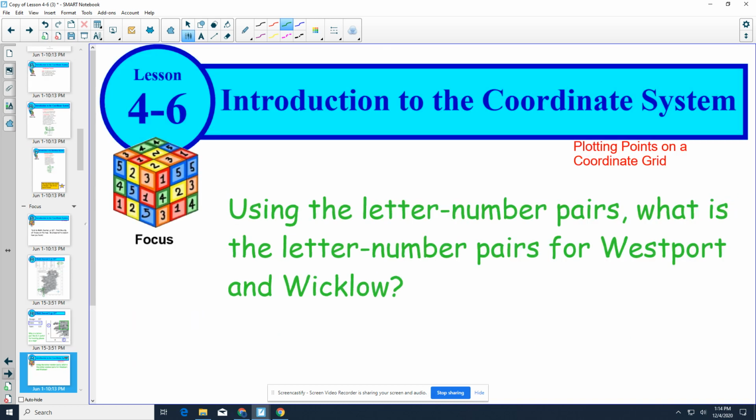Now, using the letter-number pairs, what are the letter-number pairs for Westport and Wicklow? So now you want to try to find the coordinates for Westport and Wicklow. So go ahead and pause your video and find those on the map.